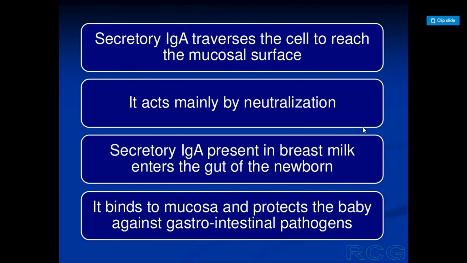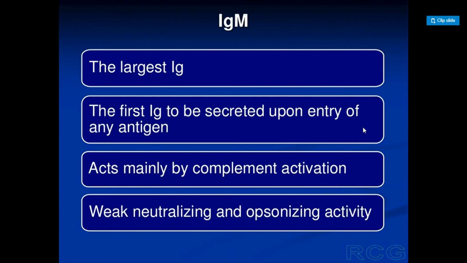Then the secretory IgA traverses the cell to reach the mucosal surface, and it acts mainly by the neutralization process. And the secretory IgA present in the breast milk enters the gut of the newborns, and it binds to the mucosa and protects the baby against the gastrointestinal pathogens.